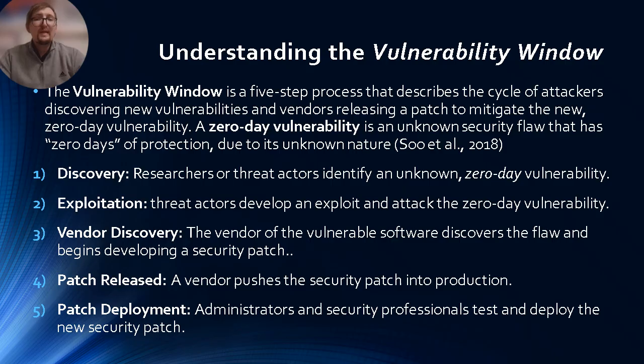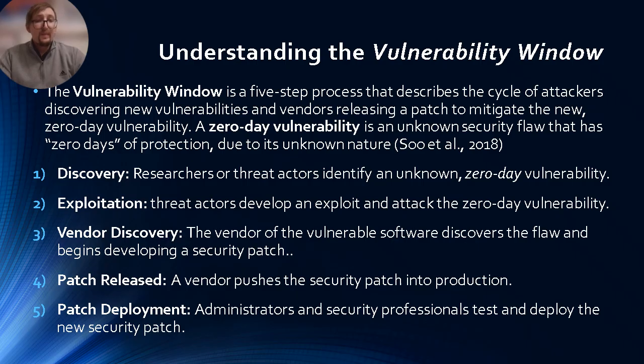Next, understanding the vulnerability window. The vulnerability window is a five-step process that describes the cycle of attackers discovering new vulnerabilities and vendors releasing a patch to mitigate the new zero-day vulnerability. A zero-day vulnerability is an unknown security flaw that has zero days of protection due to its unknown nature. Researchers or threat actors first identify an unknown zero-day vulnerability. This is the first step.